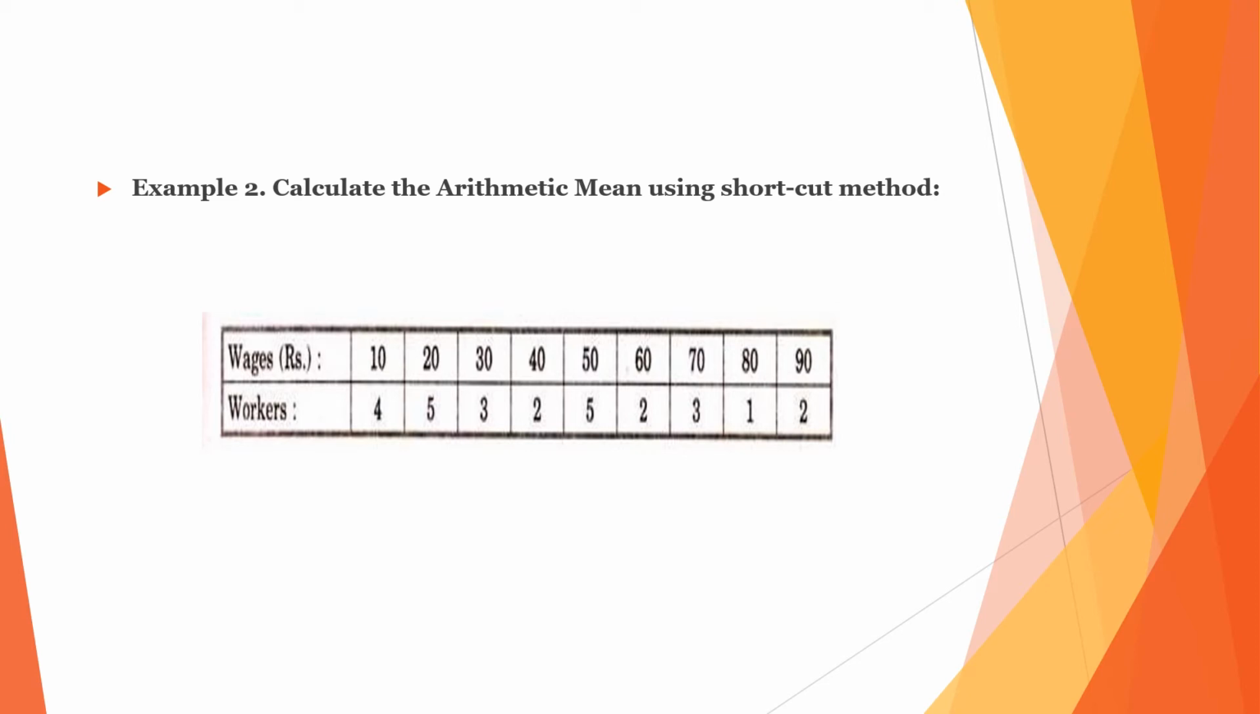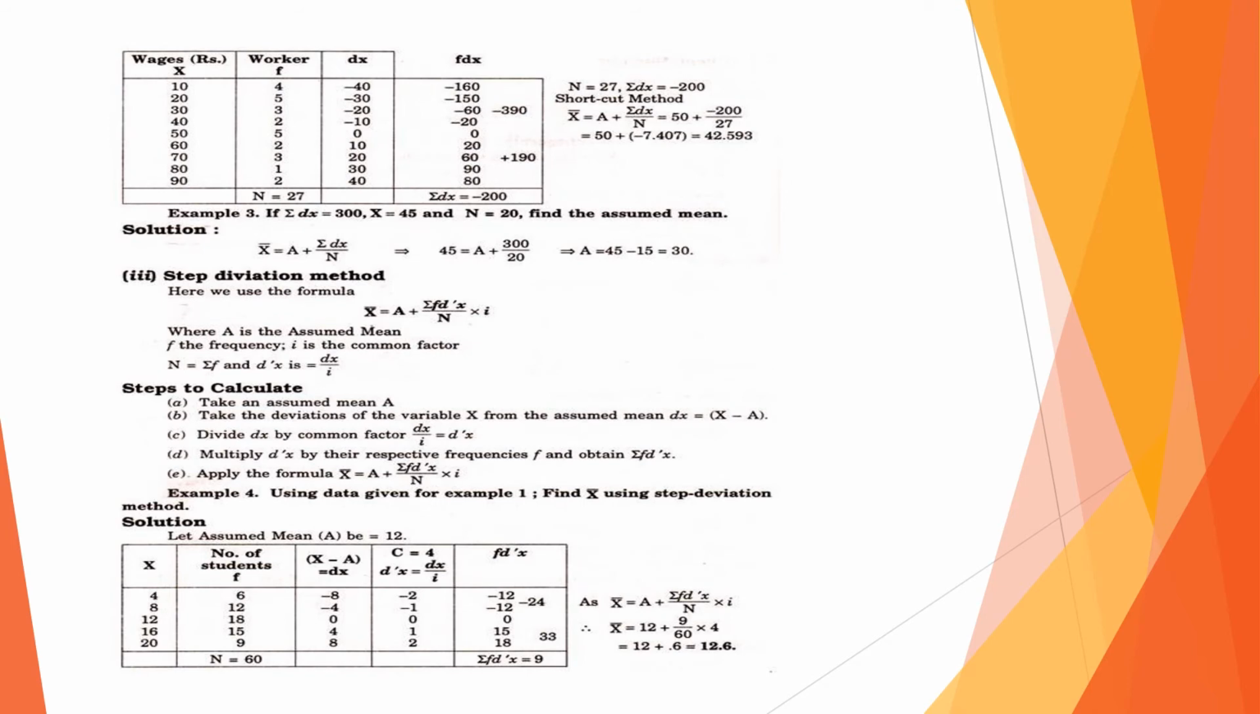Here there is one example by which we are able to calculate arithmetic mean in shortcut method. Wages are given as 10, 20, 30, 40, 50, 60, 70, 80 and 90. Workers are 4, 5, 3, 2, 5, 2, 3, 1, 2. Now we are going to solve this question by shortcut method. First of all, you can see wages and frequency are given, X and F.